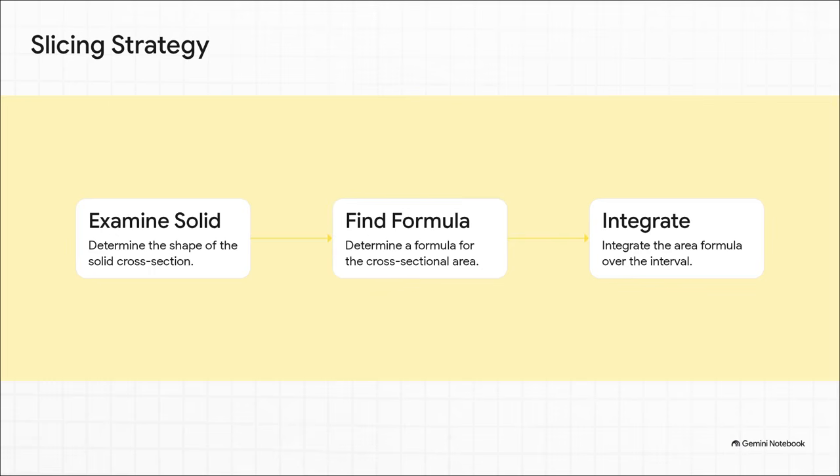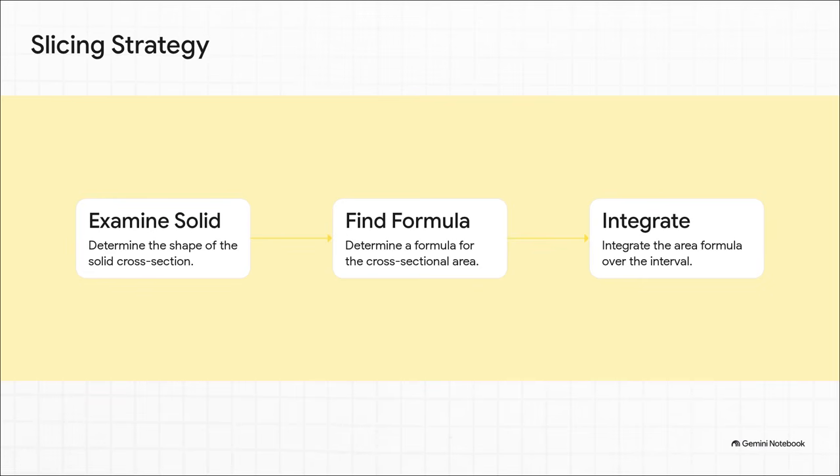Okay, here is your master strategy for solving these problems. Step 1, examine the solid and determine the shape of its cross-section. Step 2, find the mathematical formula for that 2D area, which we're going to call A(x). Now, let me pause right here, because this is where I see most students make a mistake on exams. Finding A(x) requires you to express the radius, or the base of your shape, entirely in terms of x. Don't mix your variables.